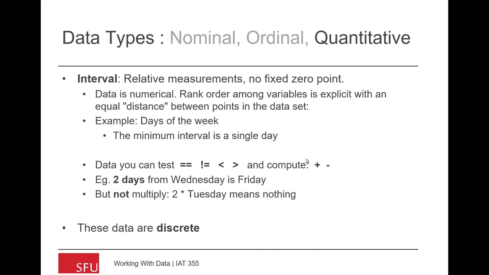And you can also compute addition and subtraction. So that's another little thing that you can do above the ordinal data. So for example, let's say the interval is 2 days. 2 days added to Wednesday gives you Friday. But you cannot multiply by 2. You cannot multiply Tuesday by 2 to get Thursday or anything else, because it makes no sense. You can add days, but you can't multiply a day value to get another day.